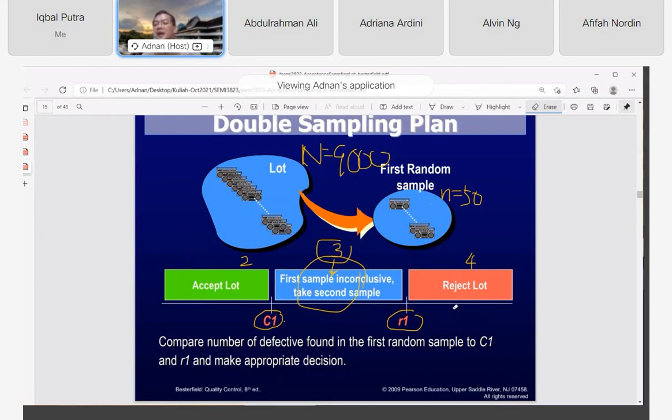I hope you get some understanding. So when we go to the second sample, a decision must be made, either to accept or reject. No more inconclusive in second sampling. You just either accept or reject.